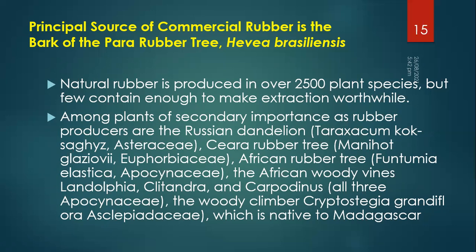Among plants of secondary importance as rubber producers are the Russian dandelion, Taraxacum kok-saghyz of the Asteraceae family, the Ceara rubber tree, Manihot, which belongs to the Euphorbiaceae family, the African rubber tree, and the African woody vines Landolphia and Carpodinus. All three are species of the Apocynaceae. Another is the woody climber Cryptostegia grandiflora, which belongs to the Asclepiadaceae family and is native to Madagascar.